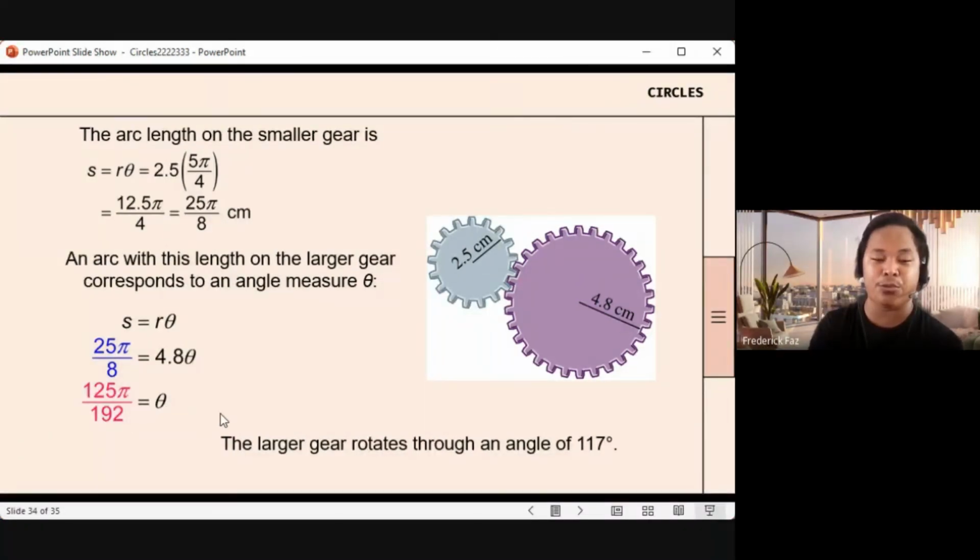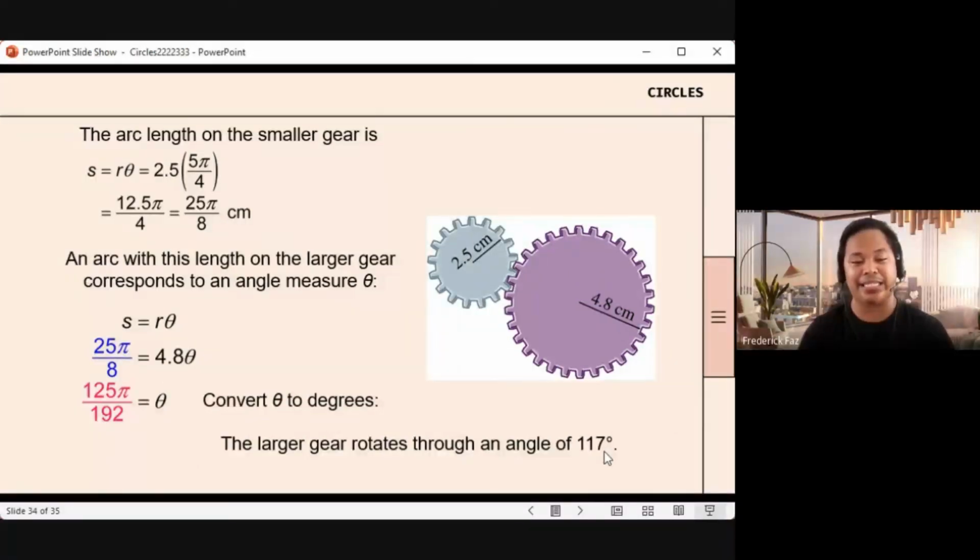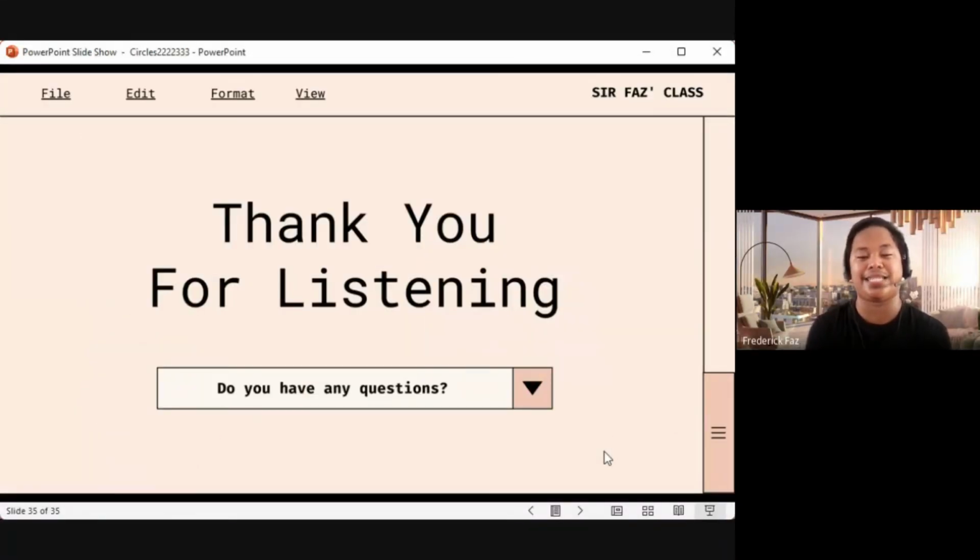And if you're going to convert this radian measure into degree measure, it is equivalent to 117 degrees po, or approximately 117 degrees. So yun po yung convert radians to degrees. And that's all for the topic circles po.